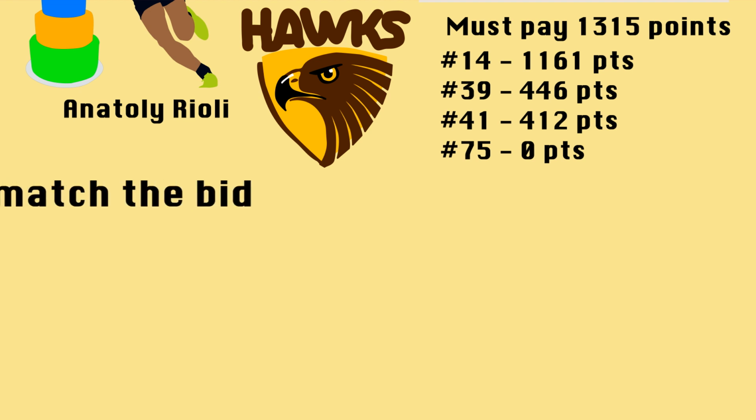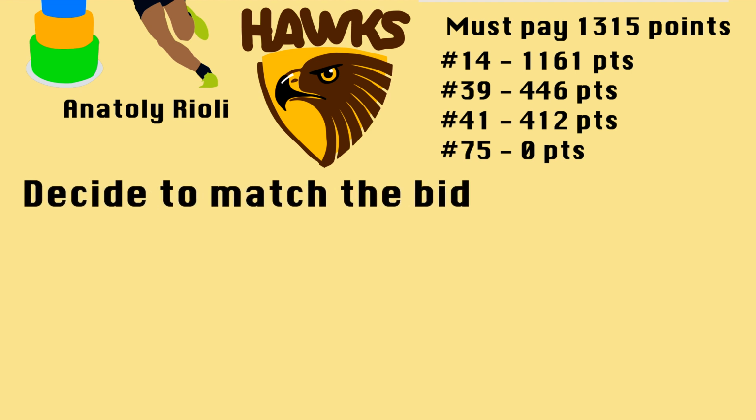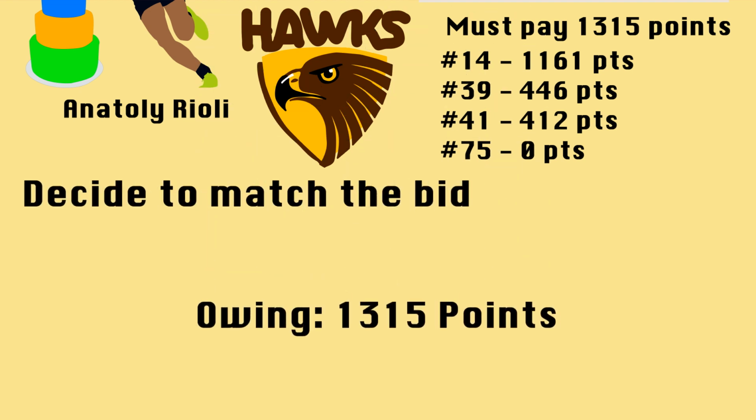The Hawks decide to match the bid and must use their next available draft picks to pay for pick 7. After spending pick 14, they still require 154 points. These come from the next pick, number 39. After spending that, there are still 292 points left over. This buys them pick 49.